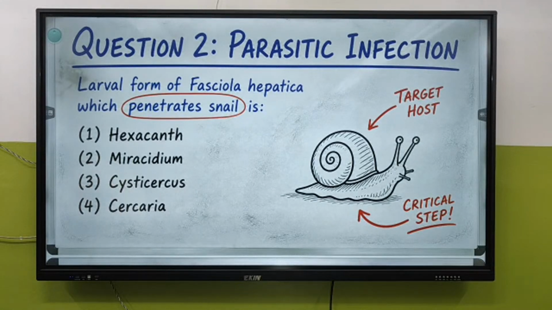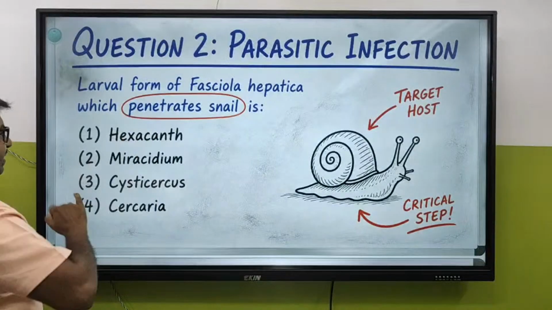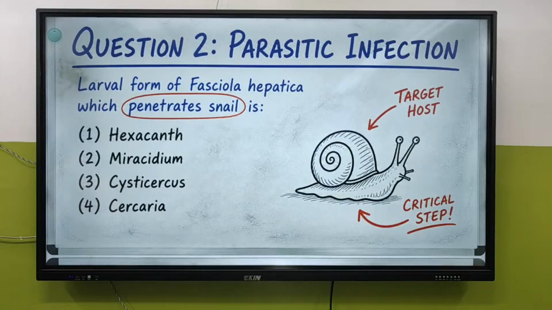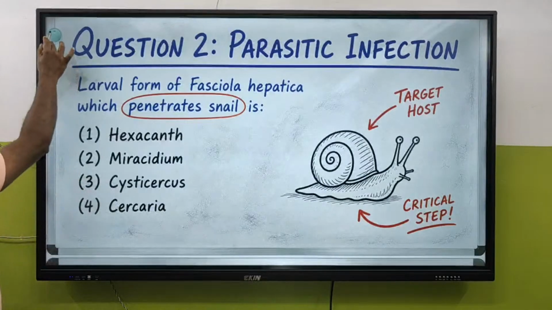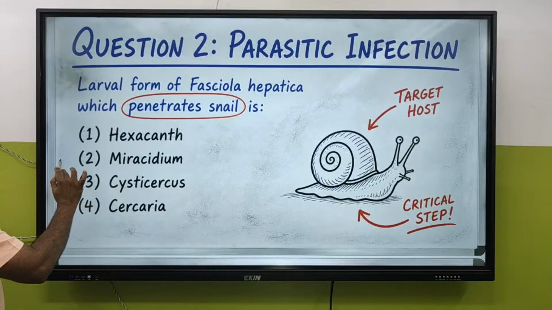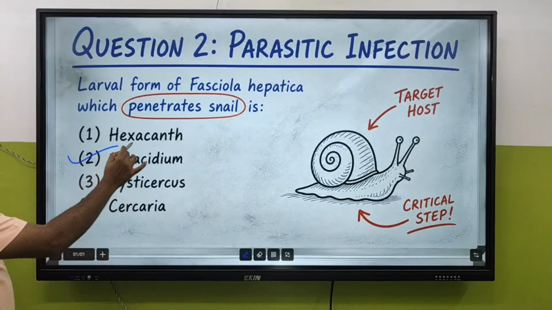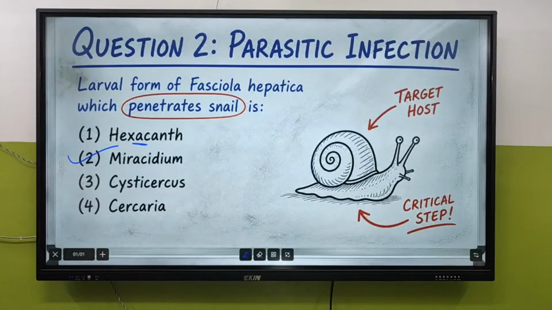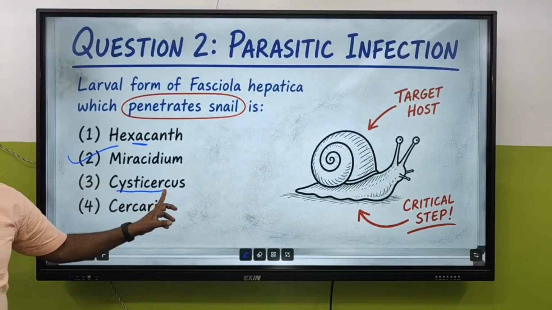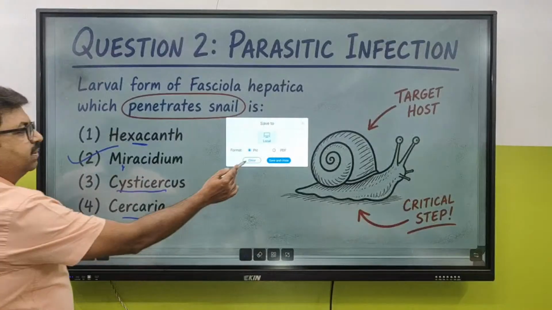Tell me, the larval form of Fasciola hepatica which penetrates the snail is? Miracidium. Just now we have talked about it. The answer is Miracidium. Hexacanth is there in tapeworm, Cysticercus in tapeworm, Cercaria in Fasciola hepatica, but it never penetrates the snail.